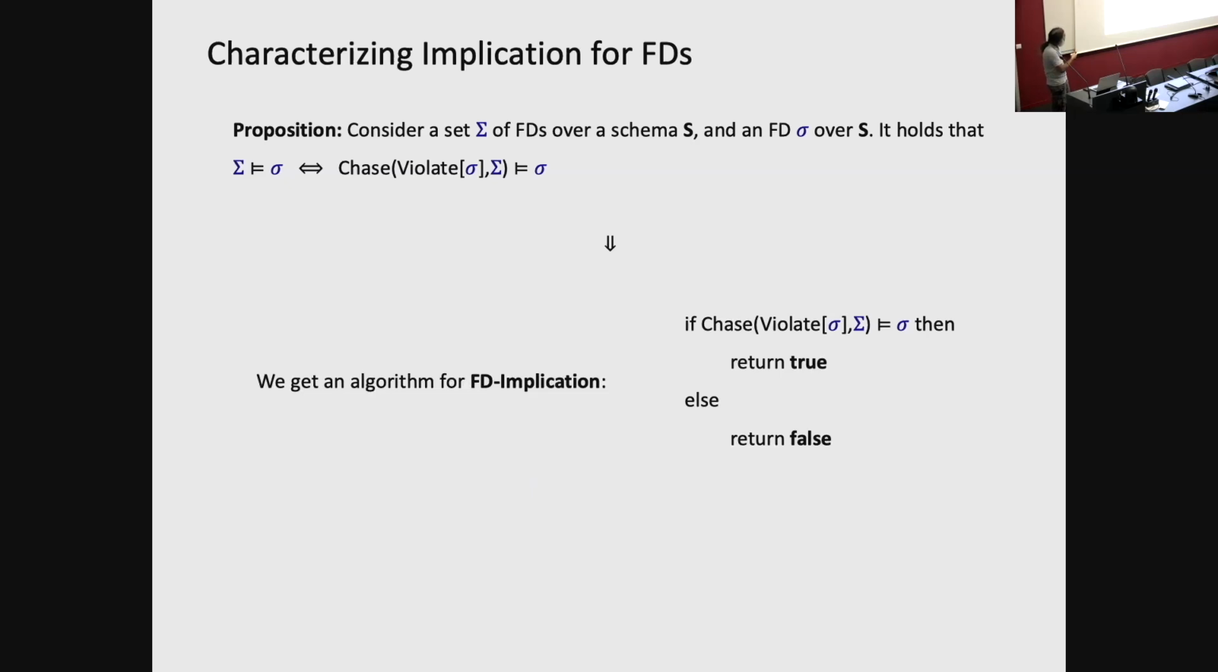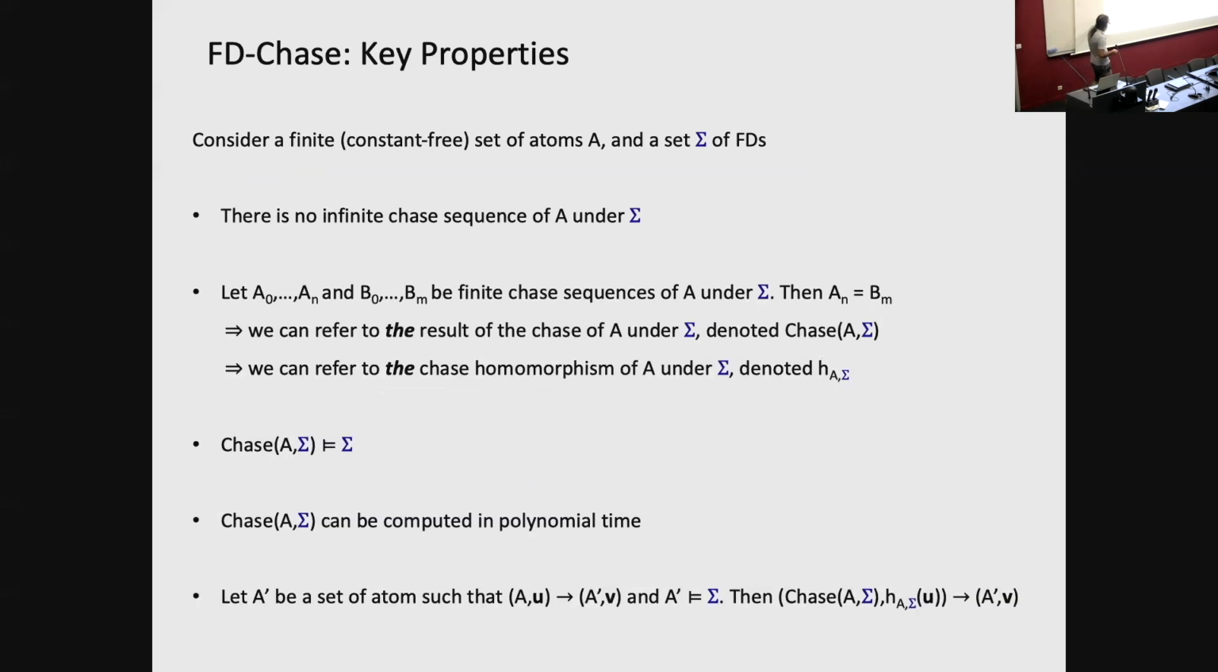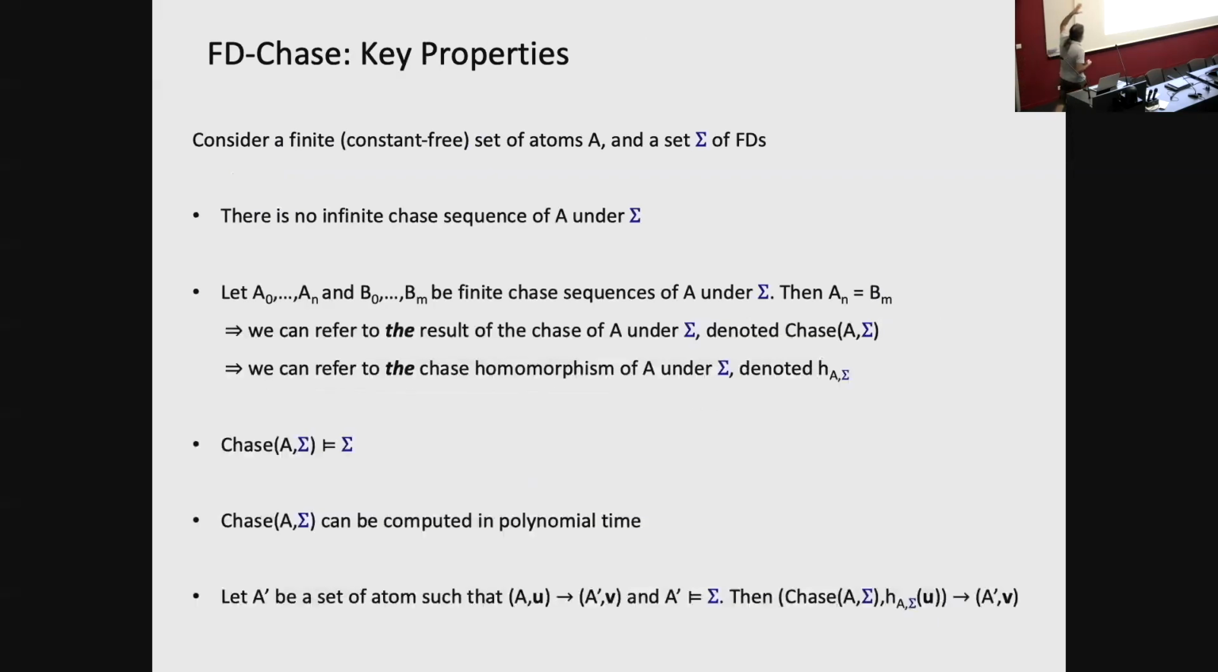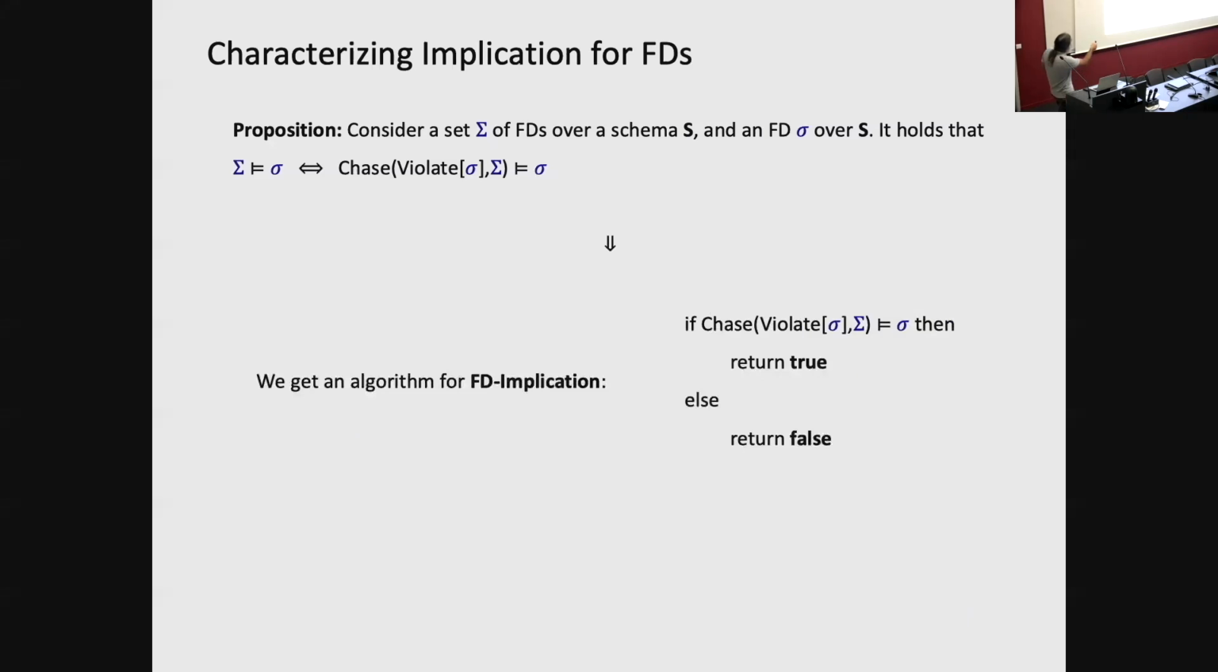And this heavily relies, again, on this property here that we discussed before. The proof can be found in this draft of the book that I mentioned. I was planning to discuss the proof, but to be honest, nothing very interesting is going on there. Once we have the chase in place with this property, it's not a very difficult thing to prove. But now this proposition immediately gives us an algorithm for implication, right?